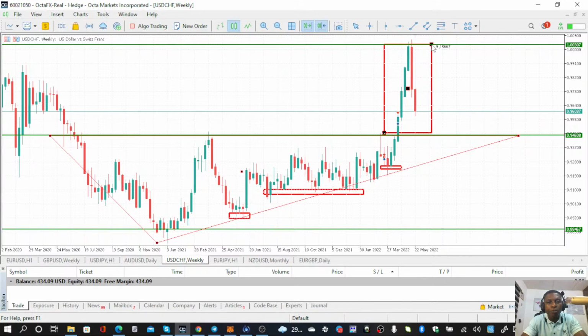And this is what has actually played out here, where price broke out of this region and is currently pulling back. Now, this pullback is a good entry point. All right, so pullbacks are actually a good entry strategy.